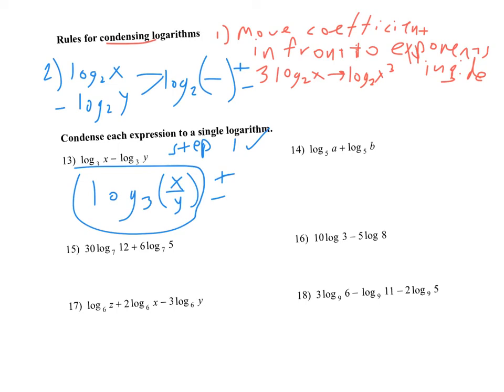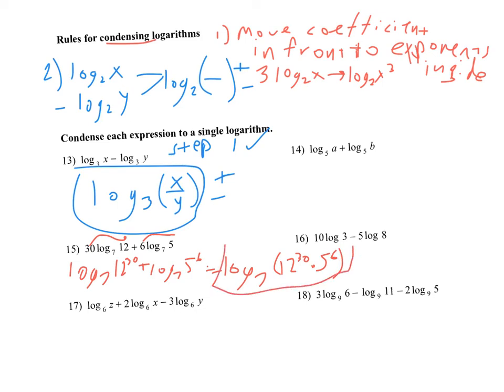All right, so number 15 here. I do have exponents this time, so I'm going to move those up here. So this is going to be log base 7 of 12 to the 30th power plus log base 7 of 5 to the 6th power. And then I'm going to condense that all into one log. So log base 7 of, and these are both coming from positive, so I'm going to put them both in the numerator. And since I'm doing that, I really don't have a denominator in this case, so I'm not going to put a denominator since both of those are positive.